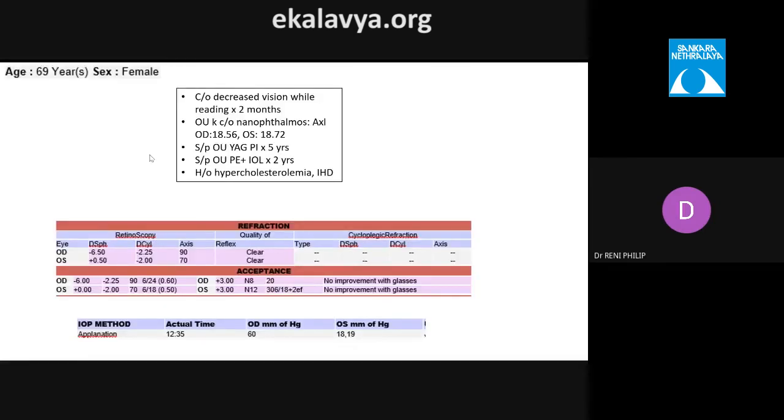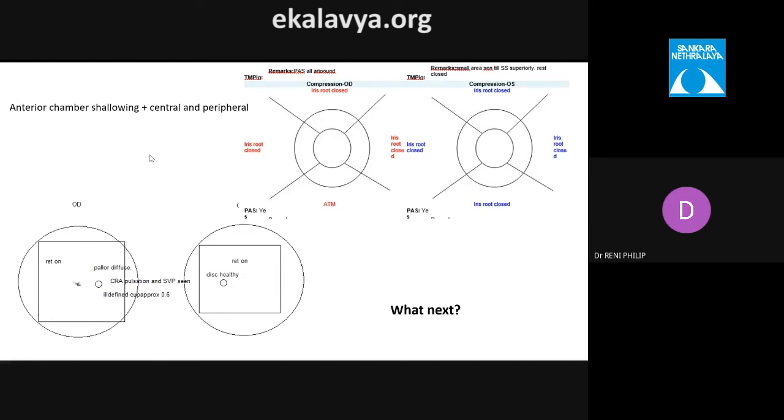This is the second case scenario. A 69-year-old female who complained of decreased vision while reading. A known case of nanophthalmos who came with outside reports showing an axial length of 18.56 millimeters in the right eye and 18.72 millimeters in the left eye. She is status post both eyes YAG-PI and both eyes phacoemulsification. She has hypercholesterolemia and ischemic heart disease. And this is the refraction and the IOP. This is the indentation gonioscopy shown here, showing closed angles in all quadrants.